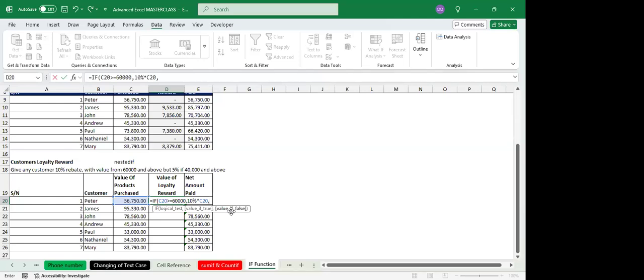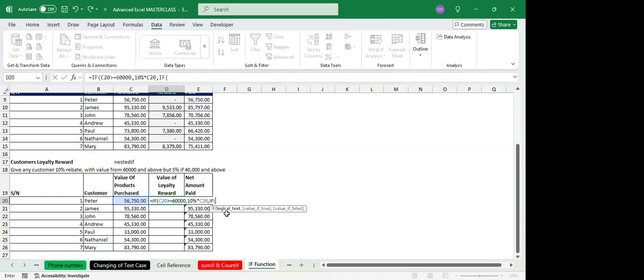Now, if it is false, I don't want to jump to now go and give him 0, because I have created another scenario for anybody that buys less than 60,000. That is between 40,000 and above. You understand? So, in this case, because there is another thing to test for, I am going to activate another if statement. Can you see now? Another if to call out the argument.